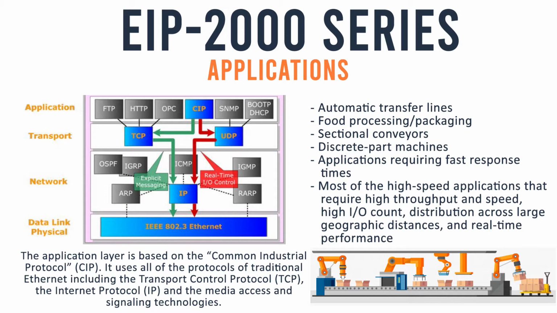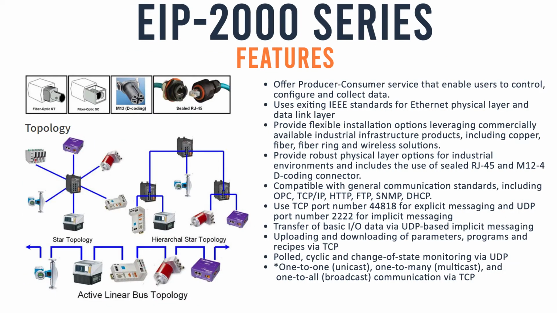Ethernet IP is one of the open network standards like DeviceNet and ControlNet. It is an industrial application layer protocol for industrial automation applications. It uses all the protocols of traditional Ethernet, including the Transport Control Protocol, the Internet Protocol, and the media access and signaling technologies. Building on standard Ethernet technologies means that Ethernet IP will work transparently with all the standard Ethernet devices found today. This standard organizes network devices as a collection of objects. It defines the access, behavior, and extensions, which allows vastly different devices to be accessed using the common protocol.